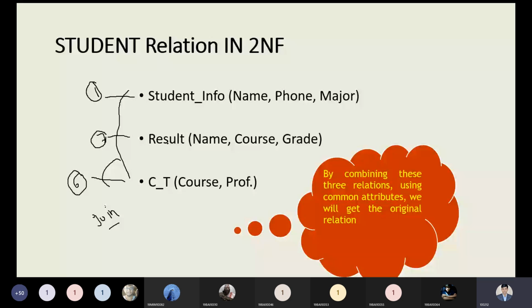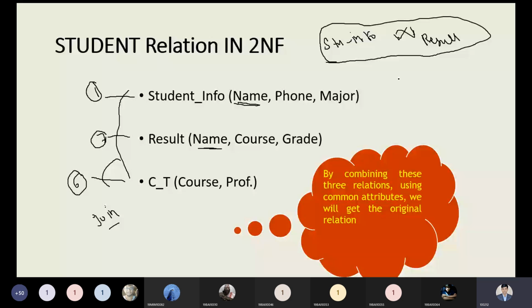Since you can see we have student information and result, first we will apply the join operation between the student information and the result. You can see what common attribute the result and student information have: that is the name. Based on the name attribute, we can apply the join operation, and after applying it we will get a relation, which I am taking as an example and calling xyz. This relation will be generated by the join operation between the student info relation and the result relation.